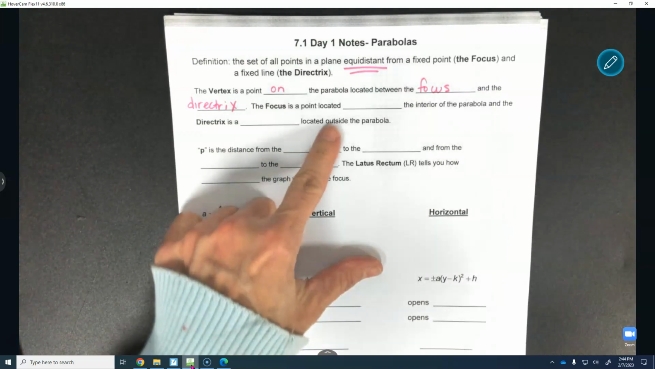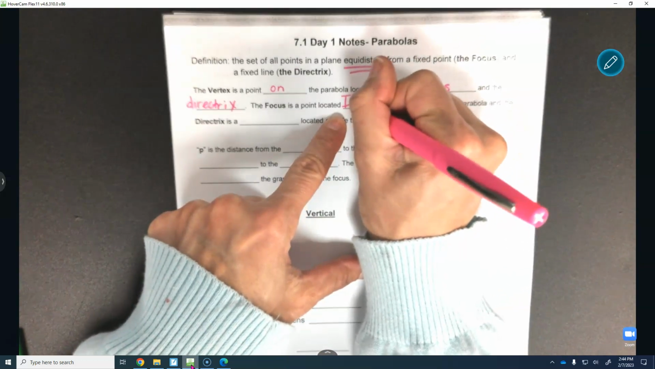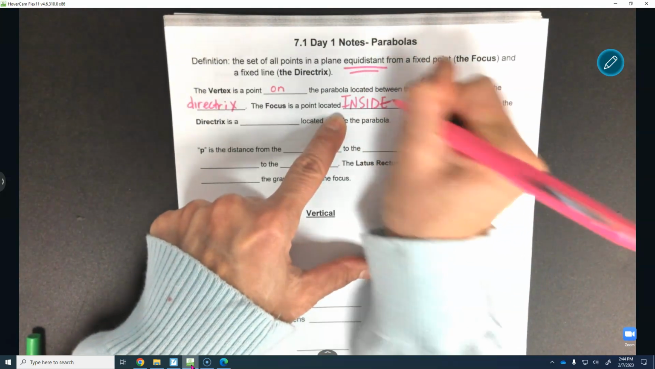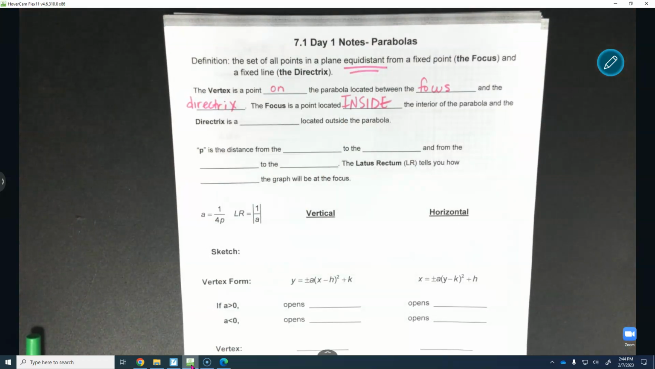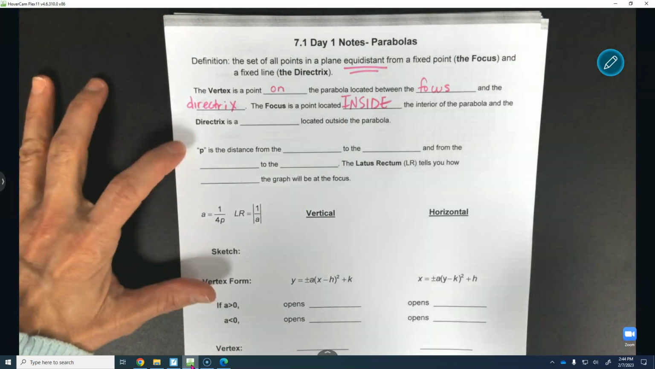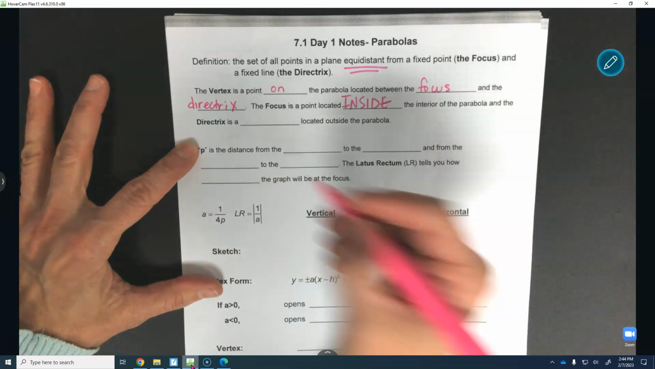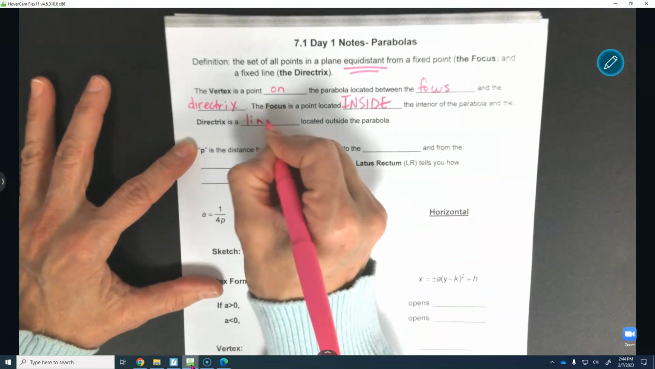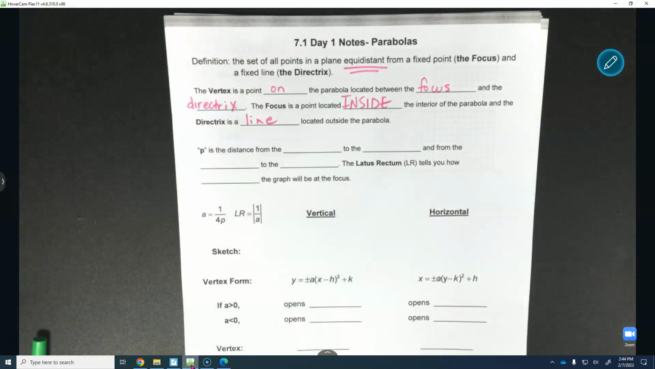Now, the focus is a point that is inside. That's pretty important. Inside the interior of the parabola. And the directrix is a line. It is a line that is located on the outside of the parabola.